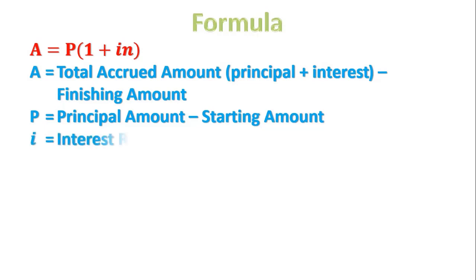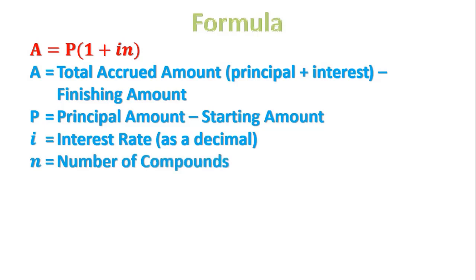The next letter, I, is the interest rate, but we have to change it to a decimal. We can't just leave it as 5%. We have to change it to 0.05. So your interest rate, we need to change to a decimal.